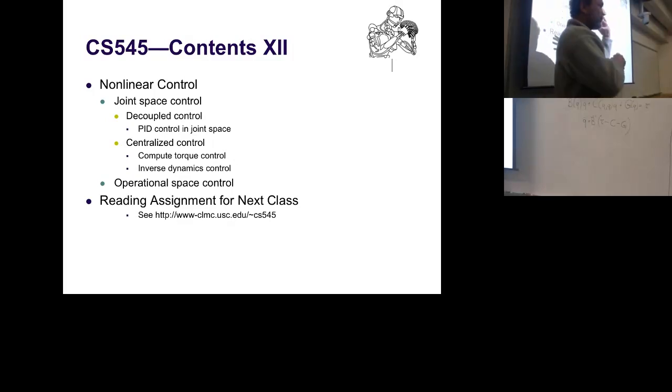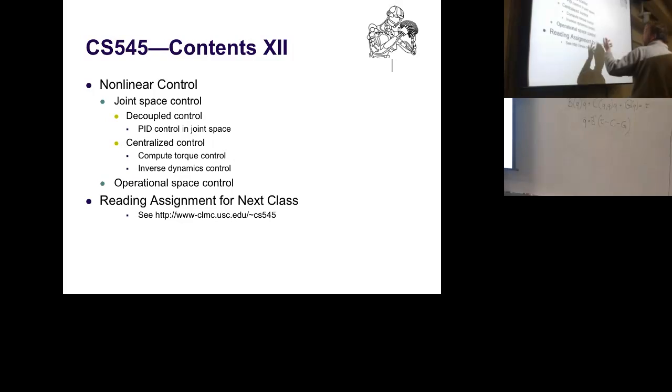Joint space control means I create my motor commands directly in joint space, which makes a lot of sense since that's where we usually live. Operational space control thinks in terms of my end effector, and tries to create motor commands in end effector space, which are kind of virtual motors since I don't have them, and then push them back into joint space, where my real motors are. So we'll talk about both a little bit.